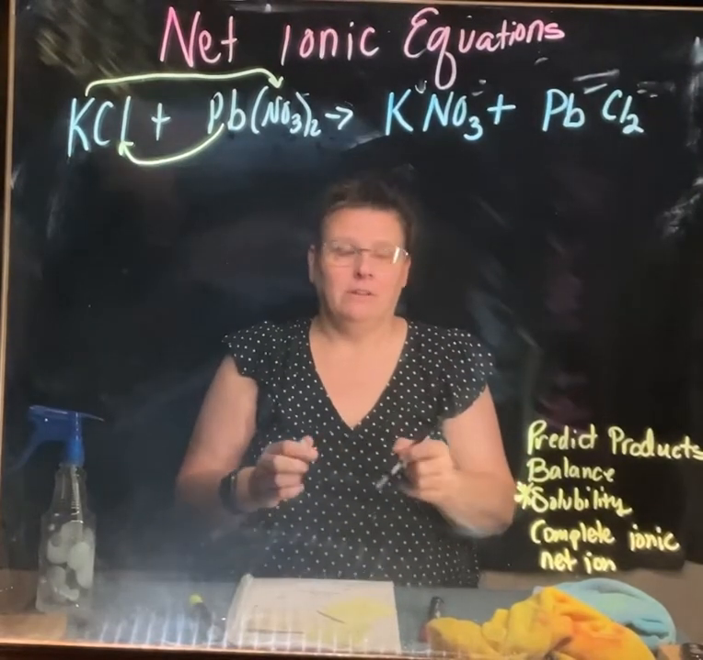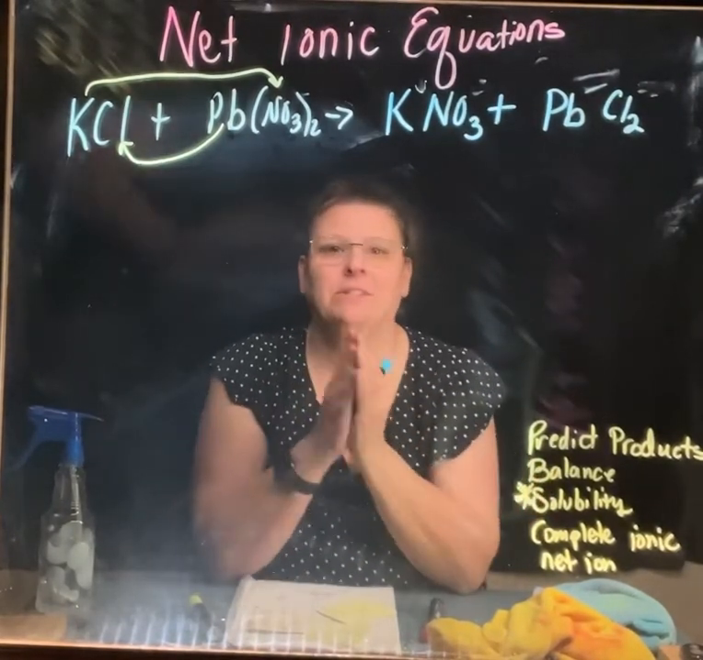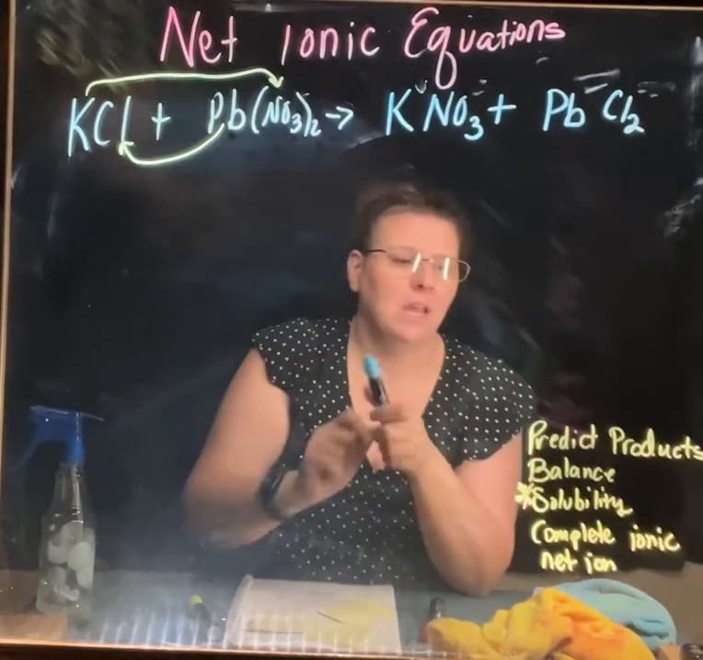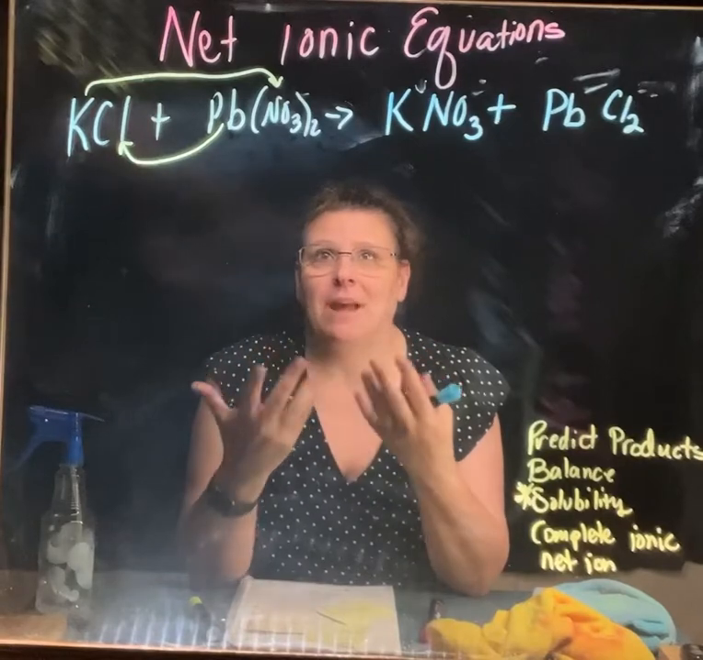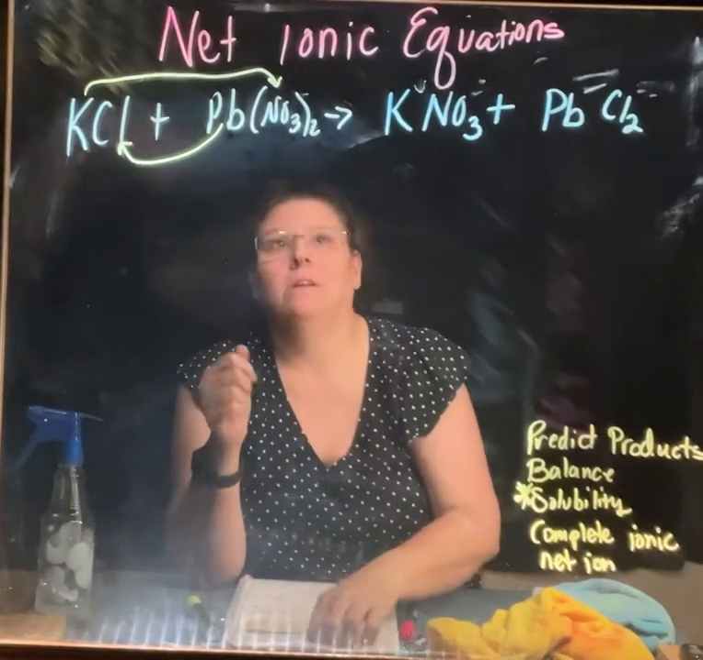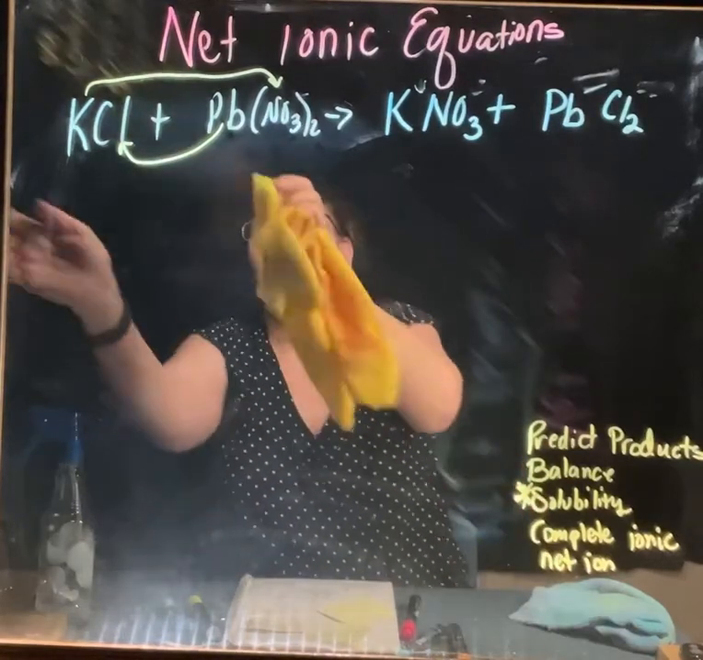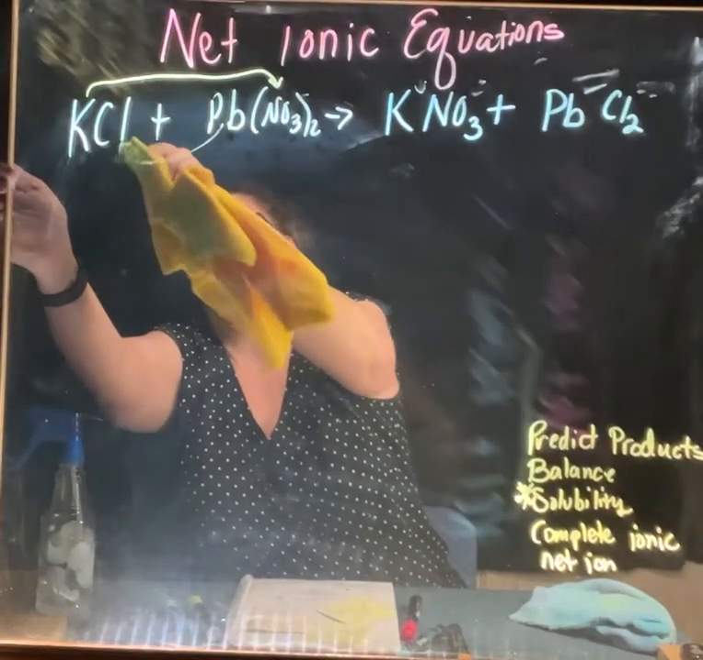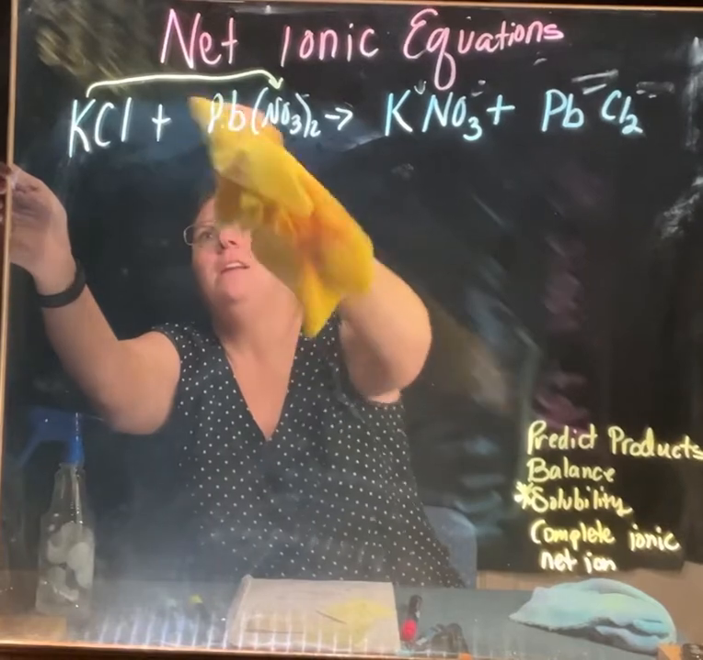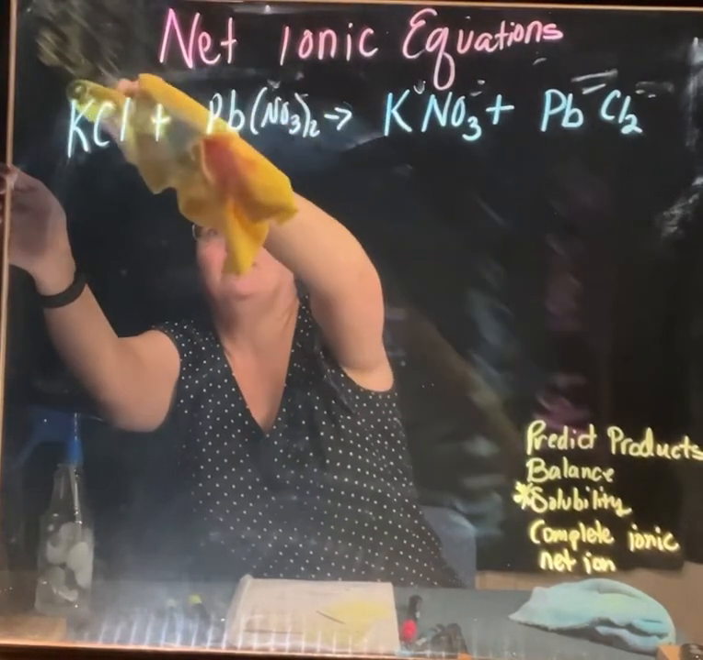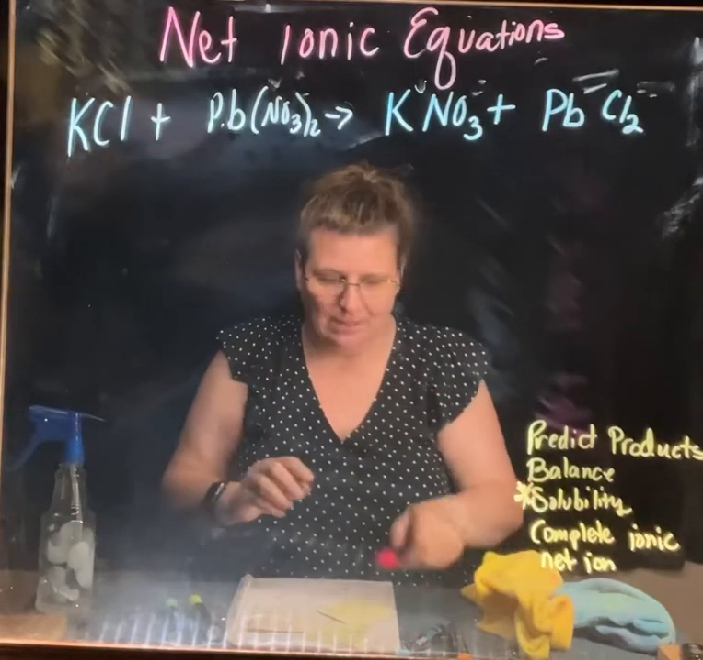So far, so good? Okay, so that's the first step, predicting the products. You're given the reactants, you predict the products. The next thing we have to do is balance this equation. If you remember correctly, what we do is we see what's on the reactant side versus what's on the product side. So those of you having trouble with balancing, here are some more balancing ideas.